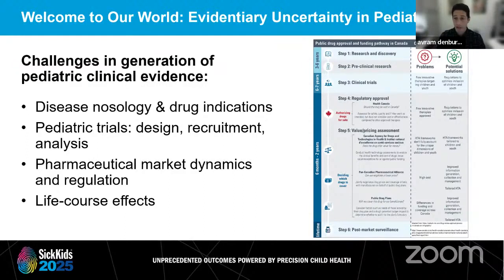The nature of pediatric clinical trials has some inherent challenges in terms of their design, the ability to actually recruit patients or participants for research, and the statistical methods that we use to analyze outcomes from such trials. As I hinted at, there are some broader pharmaceutical market dynamics that impact the development of pediatric medicines and how we regulate them. And then finally, there are some life course effects that need to be uniquely considered in pediatrics, given the timing of onset of many of these diseases.